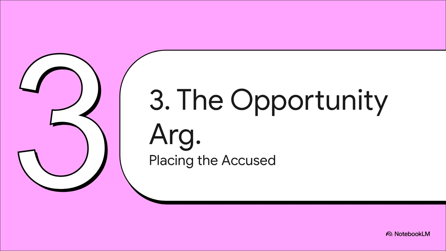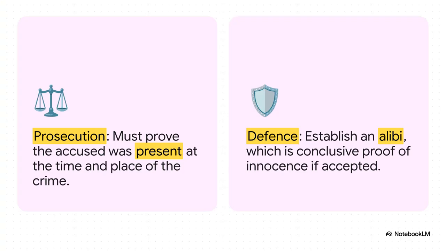Right. Section 3, the opportunity argument. This is probably the one you'll come across most often, especially in criminal law. And it's all about one simple thing: proving the accused was actually there. You've got this classic courtroom tug-of-war, right? On one side, the prosecution's job is to prove, yep, the accused was at the scene at that exact time.